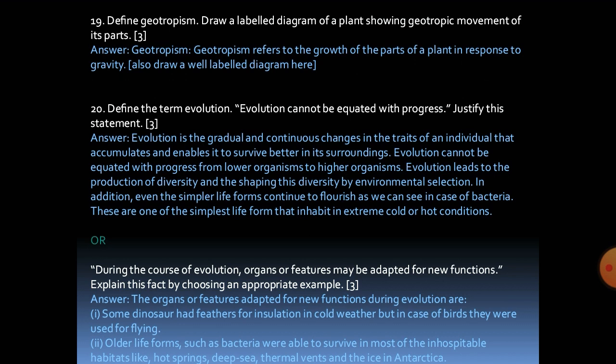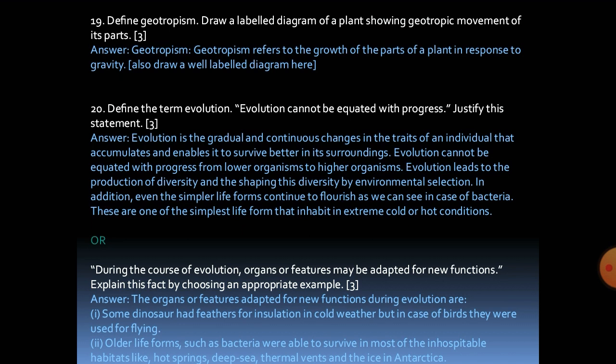The next question is, define the term evolution. Evolution cannot be equated with progress. Justify this statement. So evolution is a gradual and continuous change in the traits of an individual that is accumulated and enables it to survive better in its surrounding. And evolution cannot be equated with the progress from lower organisms to higher organisms. Evolution just leads to the production of diversity by environmental selection. In addition, even the simpler life forms continue to flourish, as we can see in the case of bacteria.